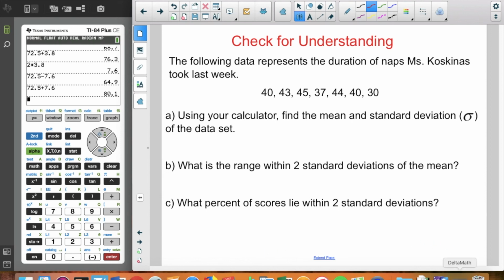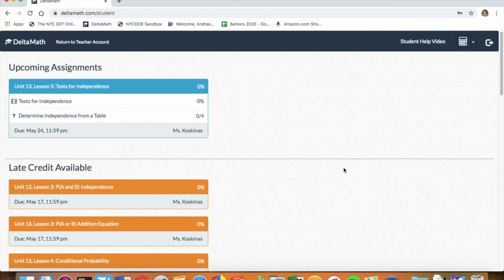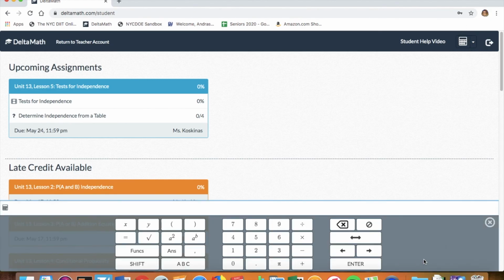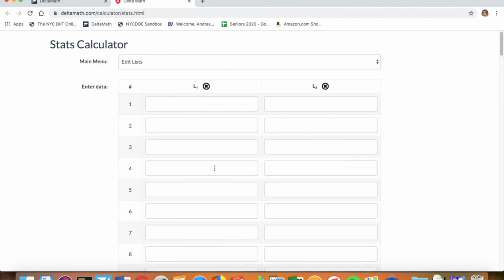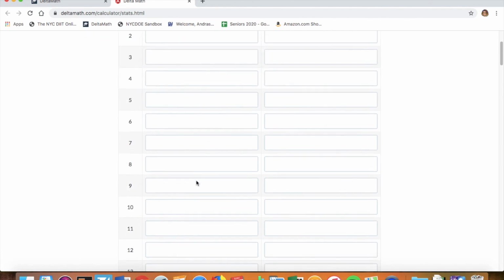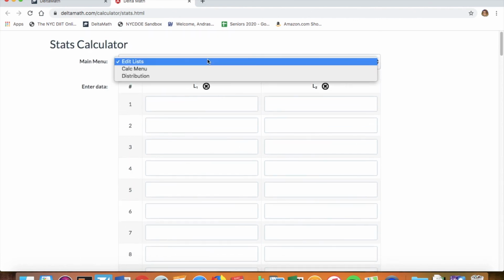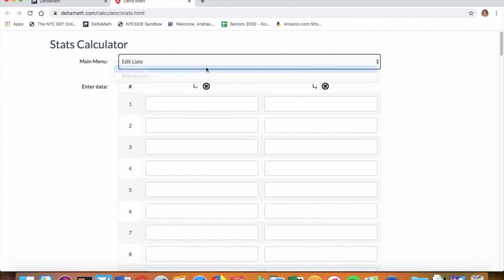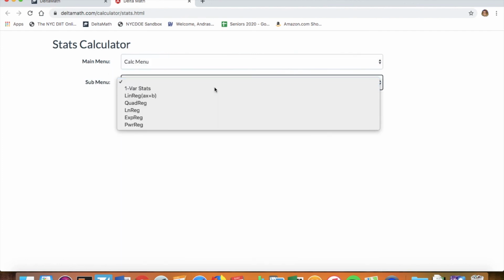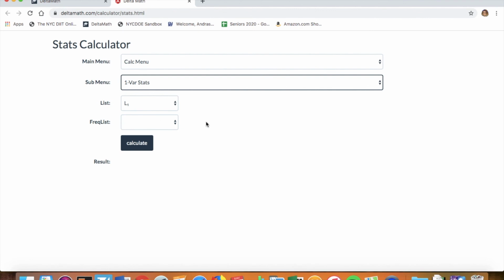Now, for Delta Math, if you don't have a calculator, you can use Delta Math. To do so, you go over here where it's your calculator button. If you press this normal one, this is what comes up. That's not what we want. We want the statistics calculator. So press your statistics calculator. This will all pop up. You type your values into L1. Then you're going to go to Calc menu, Submenu, 1-bar stat. This should say L1, this should say nothing, and then you would press calculate and you would get all of your values. Okay, so that's it.